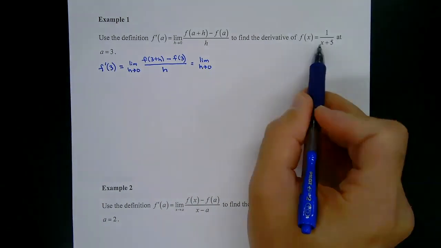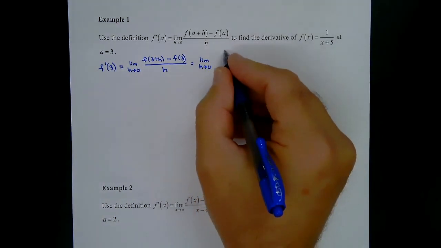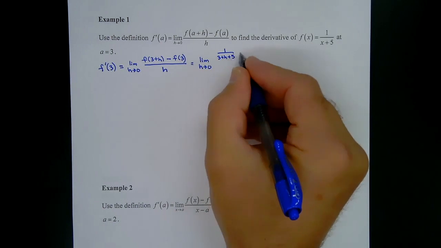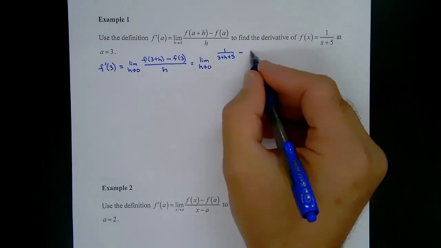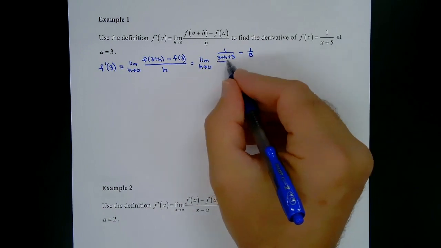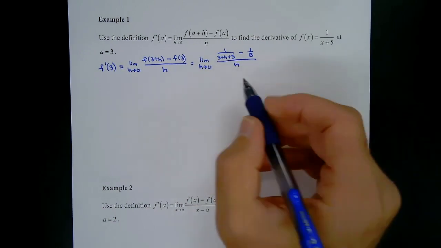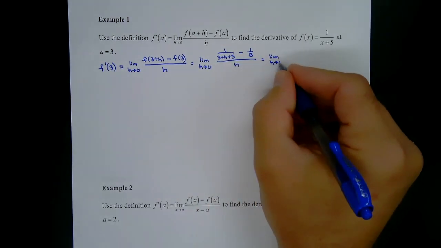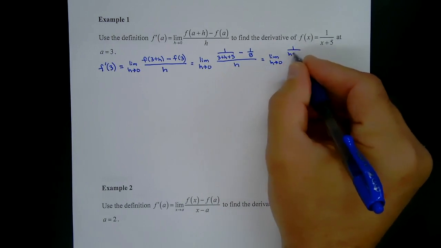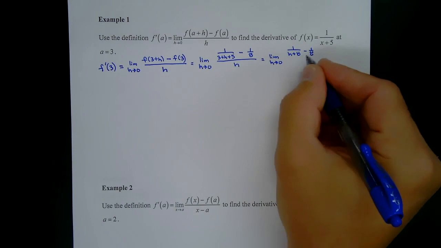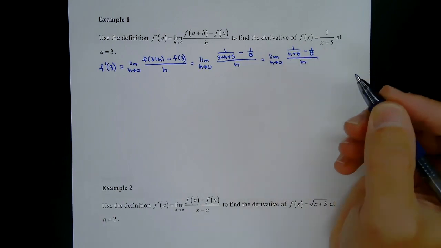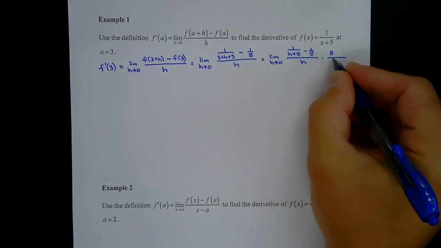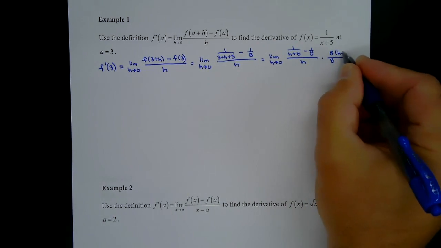So then this becomes the limit as h approaches 0 of, and since my function is 1 over x plus 5, this is going to be 1 over 3 plus h plus 5. And then minus 1 over 3 plus 5, so that'd be 1/8, all over h. And this cleans up a little bit, so this is equal to the limit as h approaches 0 of 1 over h plus 8 minus 1 over 8, over h. So we've got a complex fraction like we did yesterday, and so we want to multiply by 8 and also h plus 8.